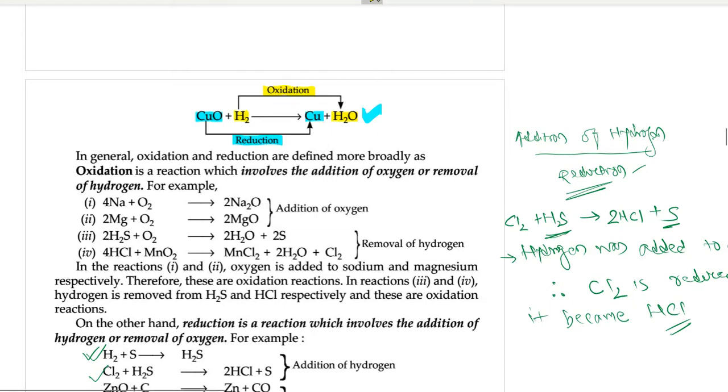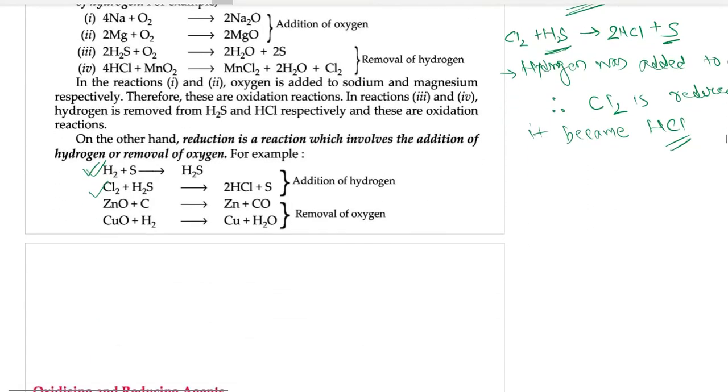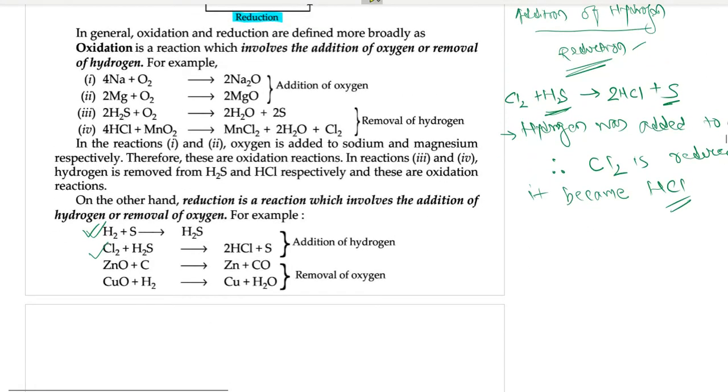Right? Some more examples for you. I'll just show you over here. As you can see, sodium plus oxygen gives sodium oxide. What kind of reaction is this? Oxidation. Magnesium plus oxygen gives magnesium oxide. What kind of reaction is this? Oxidation. Just look here. Hydrogen sulfide plus oxygen gives water plus sulfur.